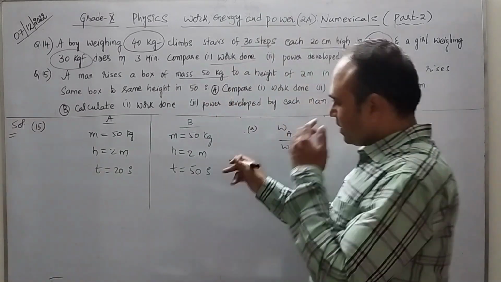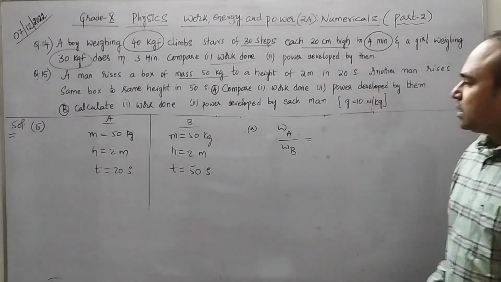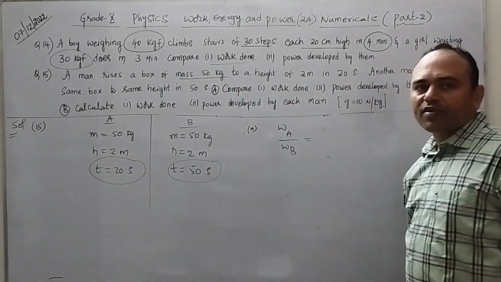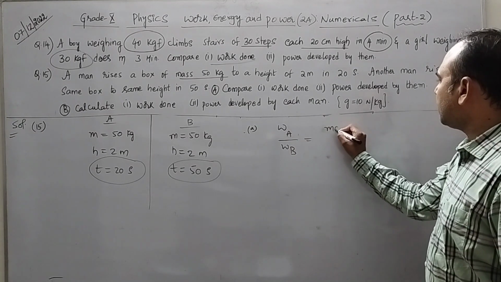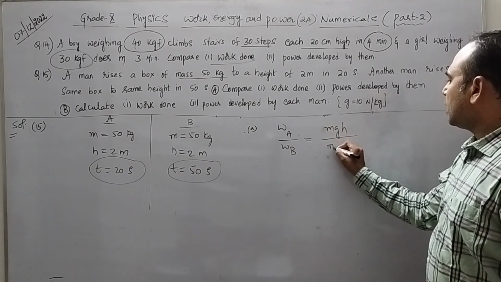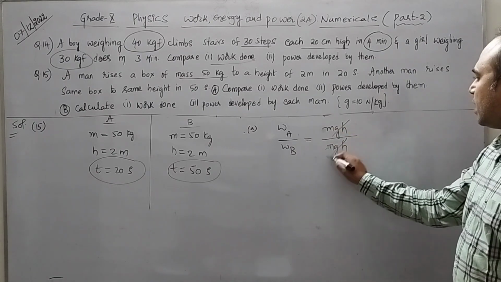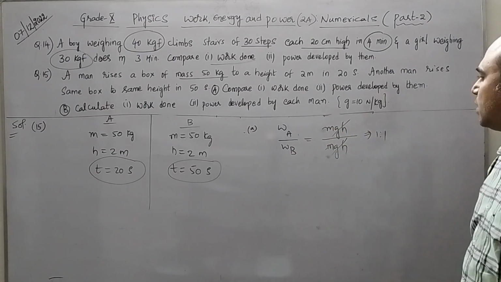Now an important thing to note here: the time does not decide the work done. So you can directly write m g h by m g h. Here the mass is the same and g is the same, hence we can take it as 1:1.